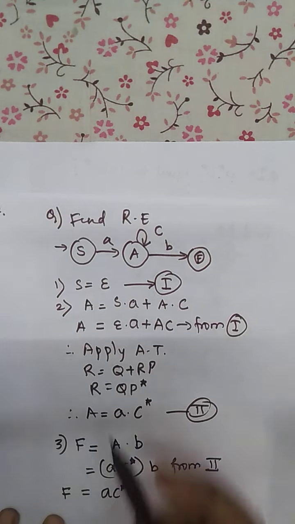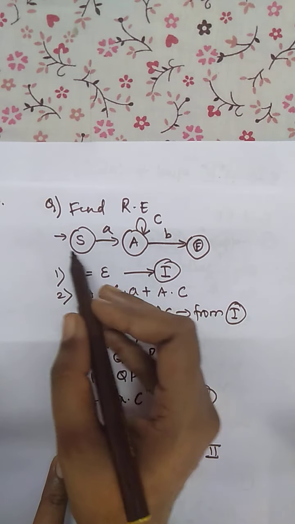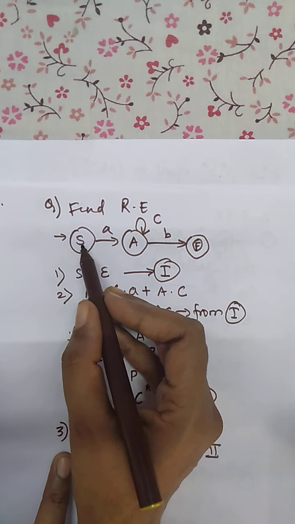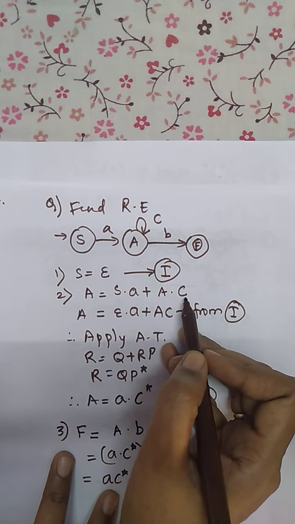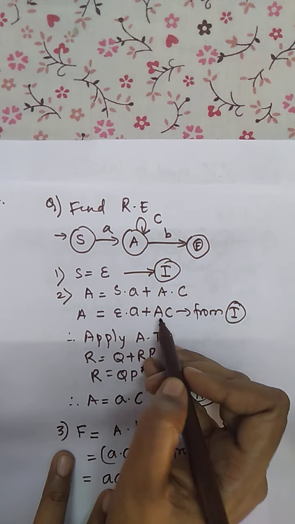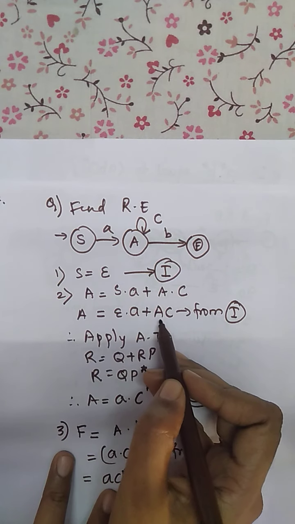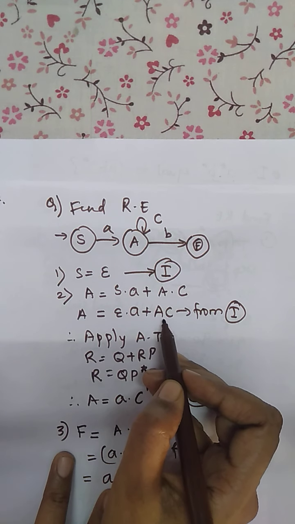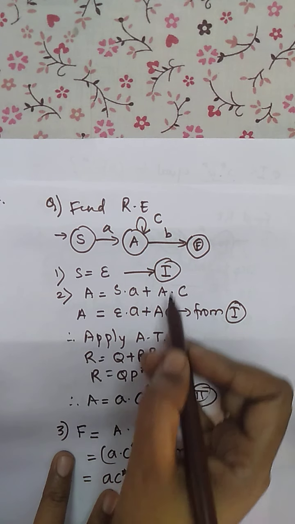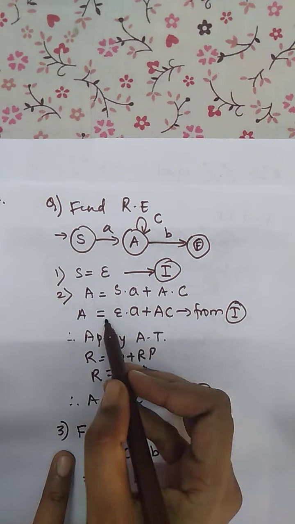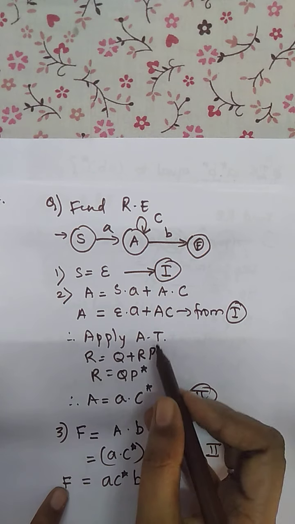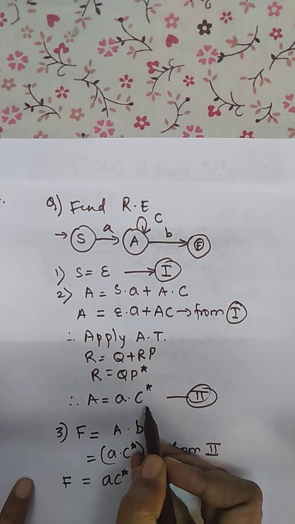Next question, a DFA is given, and now we have to find the RE. For S, which is the initial state, it would be epsilon. For A, it is S dot a plus A dot c. S has the value epsilon, so a plus A c. Now we have to convert A, but we are not having any other value to put for the state A. So we can convert this using Arden's theorem, and after converting we get this kind of regular expression.